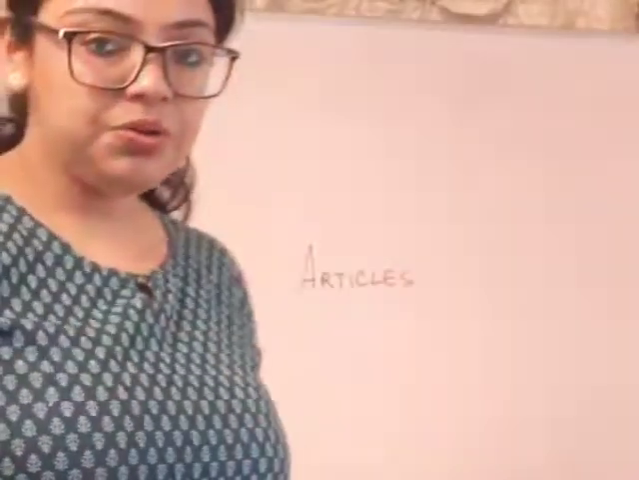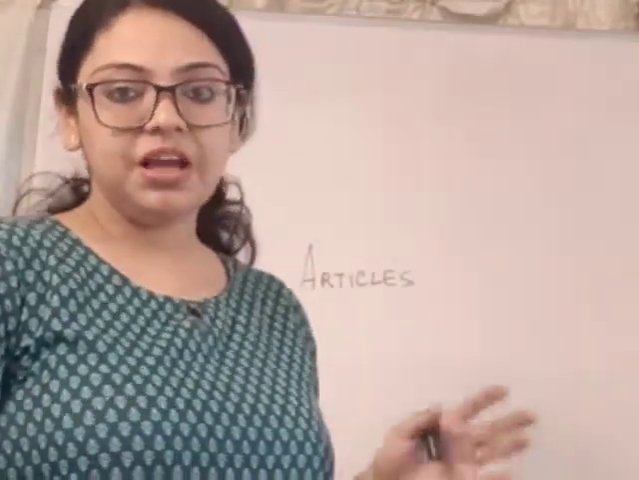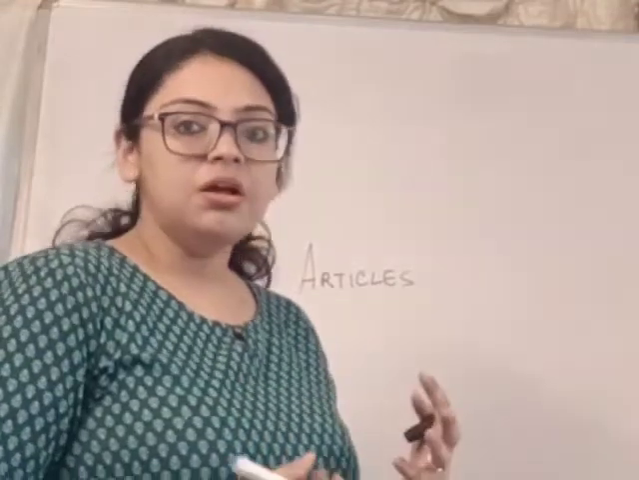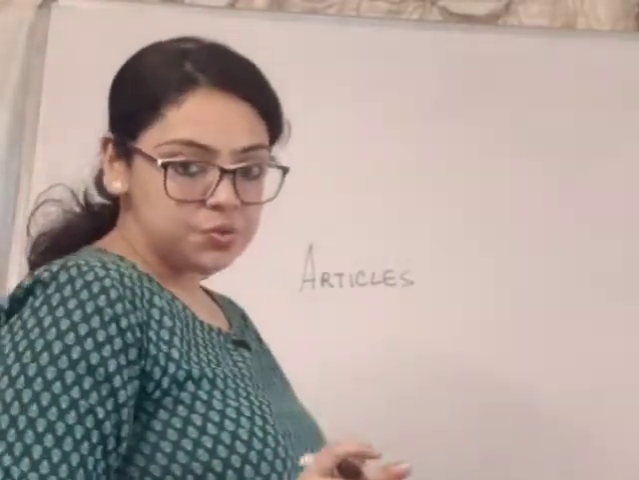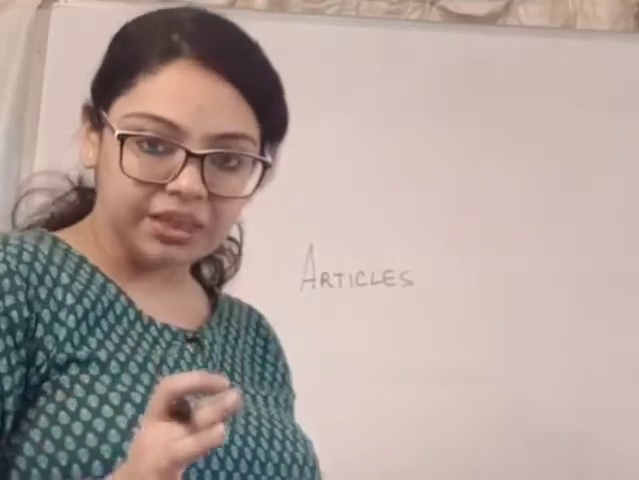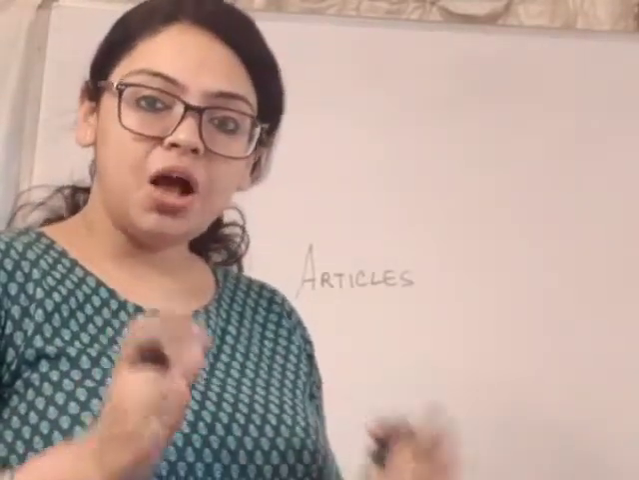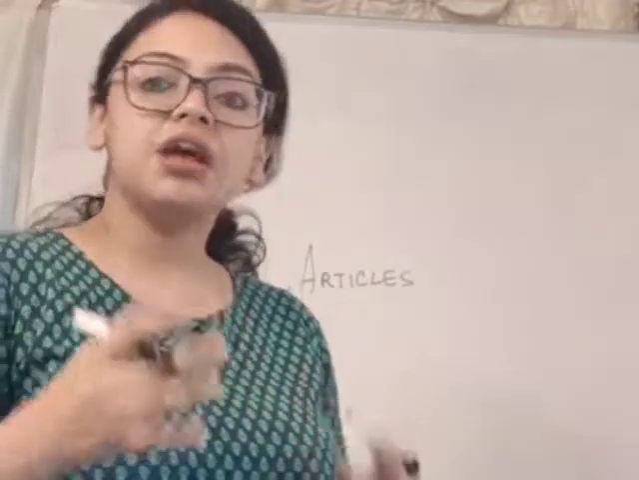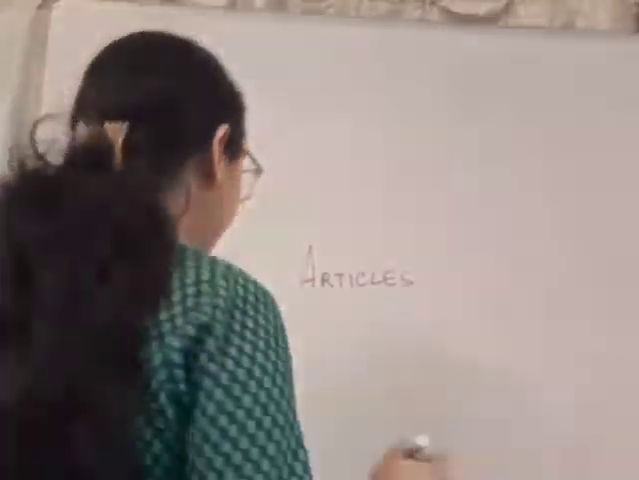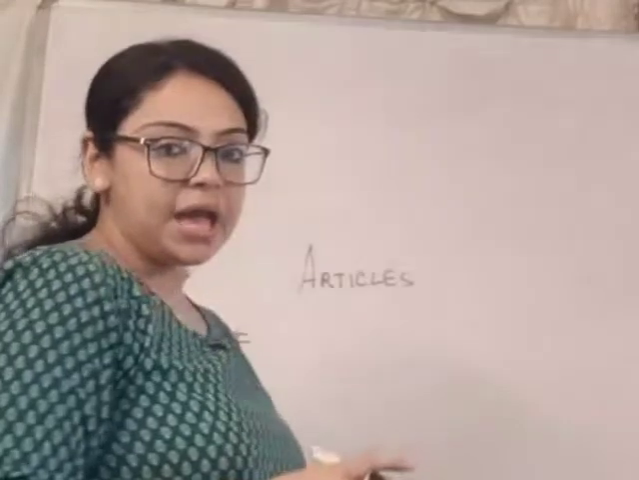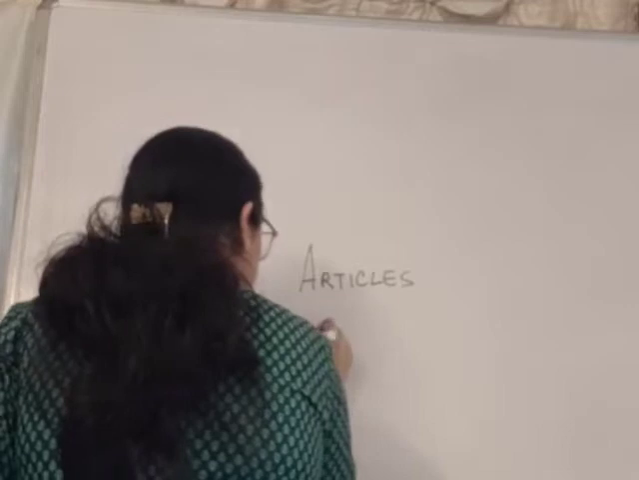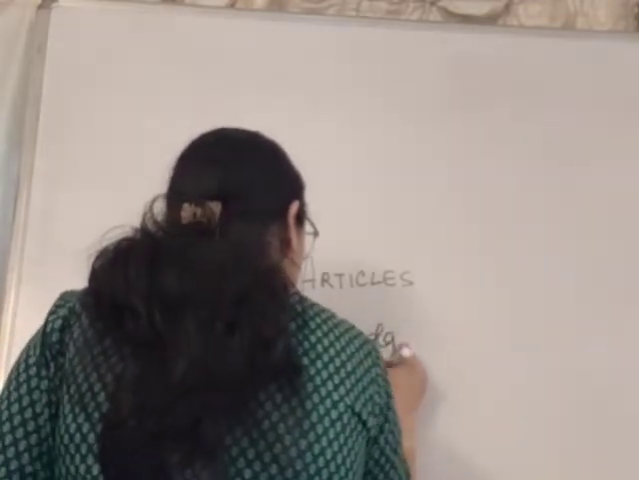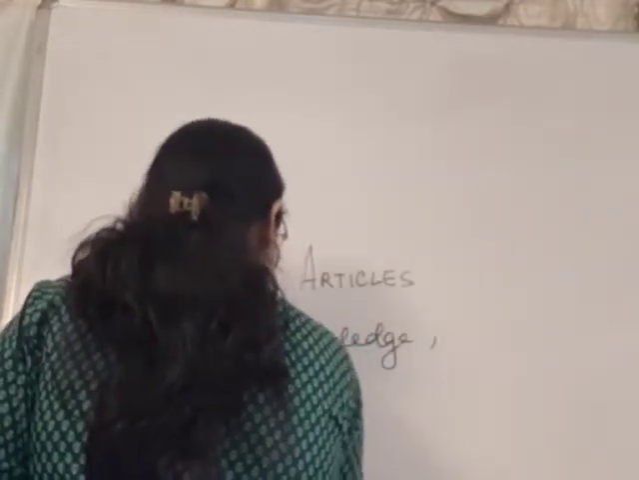So now we are going to talk about the specific articles in detail, and I'm going to elaborate with the help of examples. Well, the first rule goes like, do not use an article with uncountable nouns. For example, we do not use a or an with words like knowledge or information.